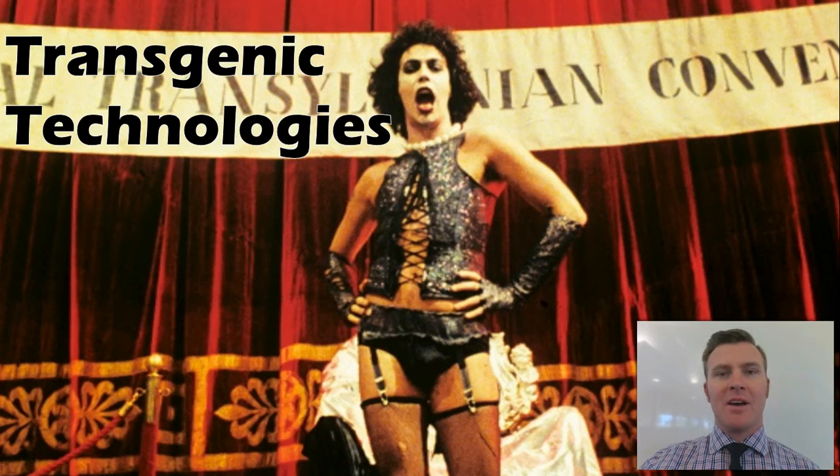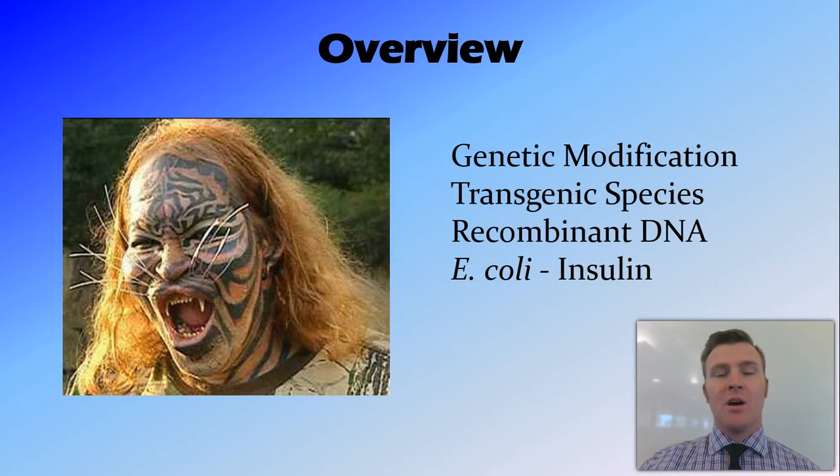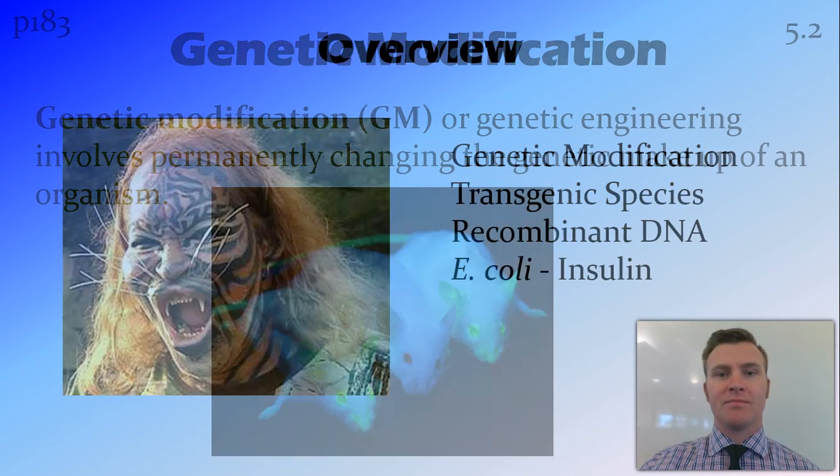Hi guys, in this video we're going to be looking at GM and transgenic technologies. We're firstly going to be talking about what GM or genetic modification is, then look at transgenic species and the definition of those, then a way of obtaining a transgenic species through recombinant DNA, followed by an example of transgenic E. coli that produces insulin.